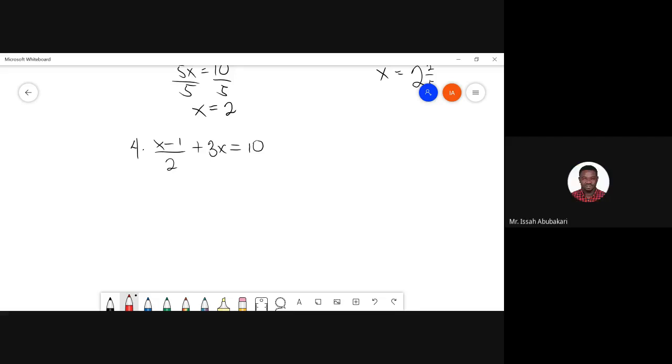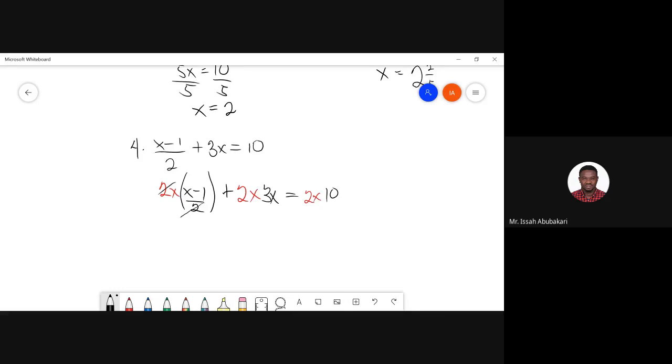Now let's solve it. So we are going to have 2 multiplied by x minus 1 divided by 2 plus 2 times 3x is equal to 2 times 10. Now our cancellation is done only where there is a fraction. So this one cancels this one, and then we are done.